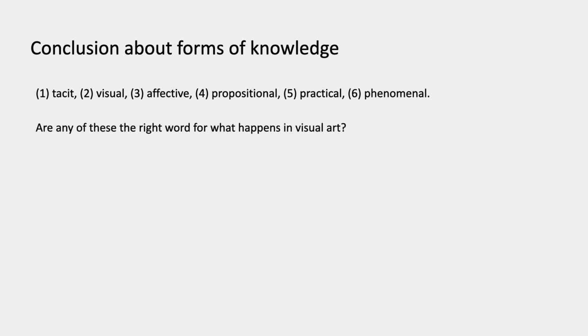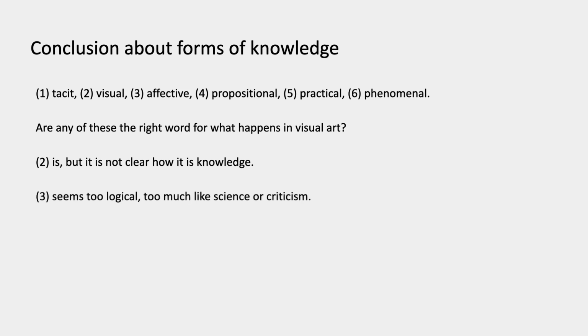Are any of them the right words for what happens in visual art? It's not really that clear. So the second one seems to be perfect, just because visual knowledge is a direct description of the kind of thing that people would like to say about their work, but it's not clear how visual knowledge is knowledge. It seems like the word is wrong there. And the third one and the fourth one, they can seem too logical. They can seem too much like science or criticism.